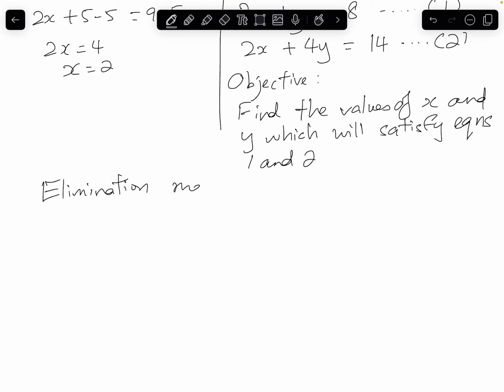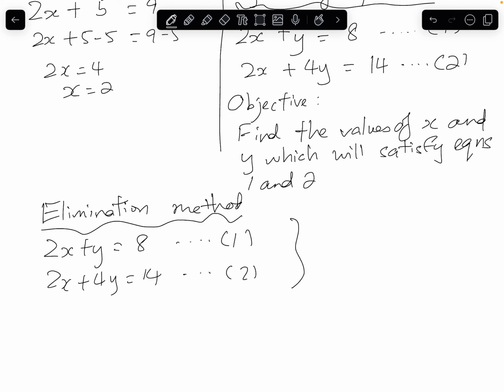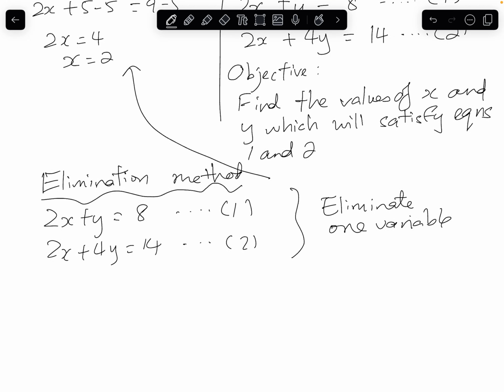For the elimination method, I'm just going to write down the equations again: 2x plus y equals 8, 2x plus 4y equals 14. The idea of this method is that we are aiming to eliminate one variable, because we know that if we get one variable eliminated, then it's probably going to end up looking something like that again. So again, we have 2x plus y equals 8, and 2x plus 4y equals 14.